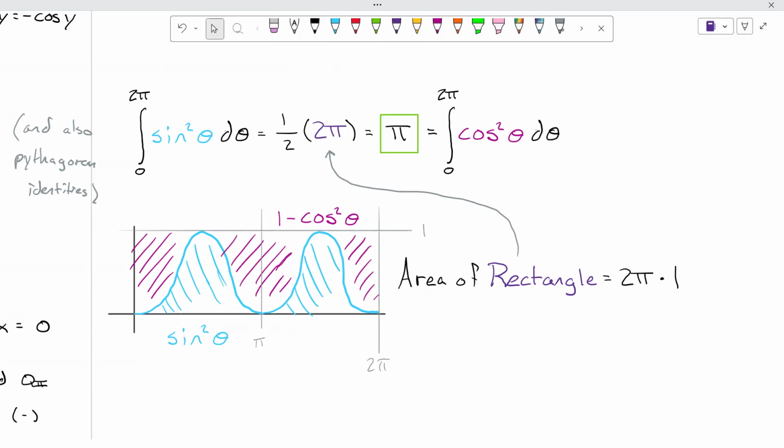So again, a convenient integral, one that will save you a lot of time, one that I would recommend familiarizing yourself with the geometric interpretation for, is this guy right here. Sine squared from 0 to 2 pi is equal to cosine squared from 0 to 2 pi. Each are half of that rectangle, so they each have a measure of pi when I integrate them.